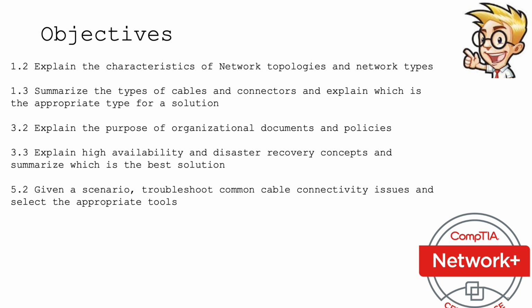1.2. Explain the characteristics of network topologies and network types. 1.3. Summarize the types of cables and connectors and explain which is the appropriate type for a solution. 3.2. Explain the purpose of organizational documents and policies. 3.3. Explain high availability and disaster recovery concepts and summarize which is the best solution. Or 5.2. Given a scenario, troubleshoot common cable connectivity issues and select the appropriate tools.